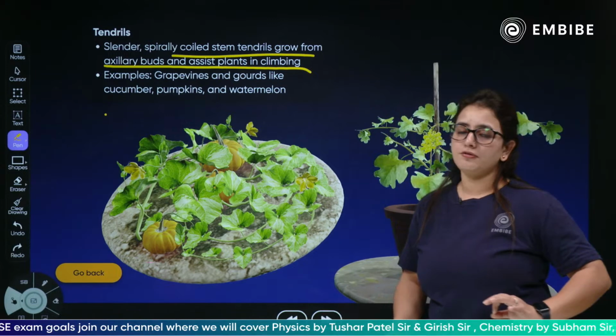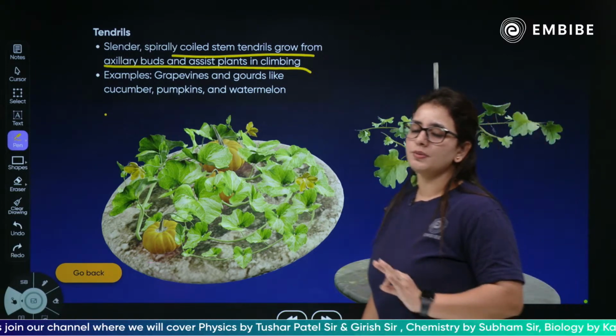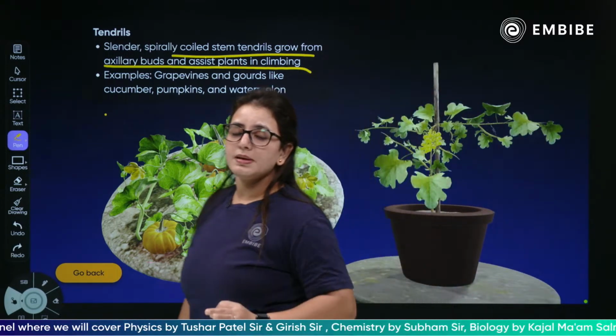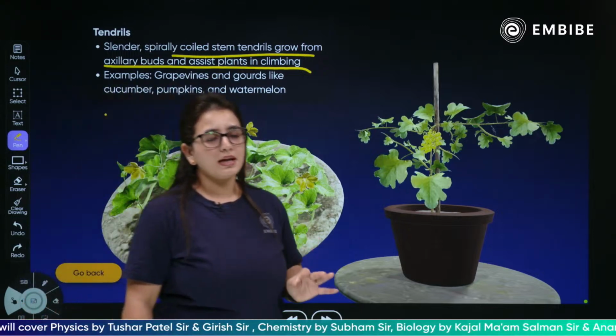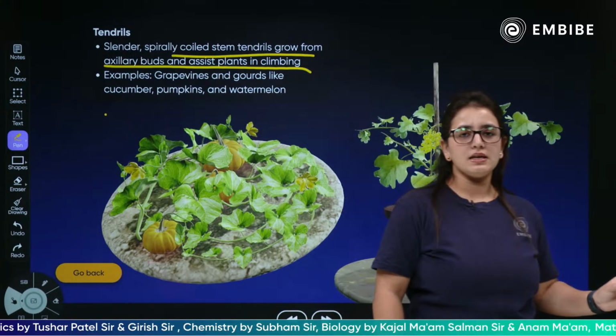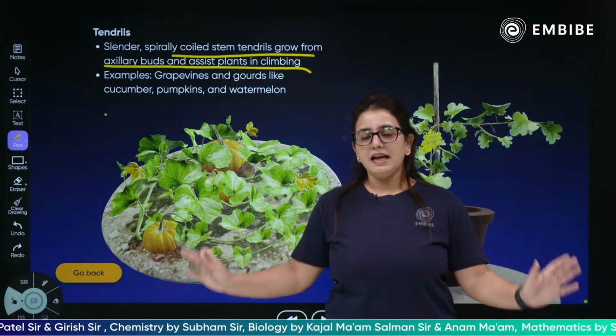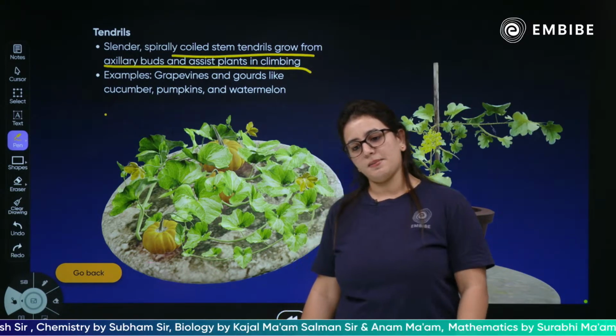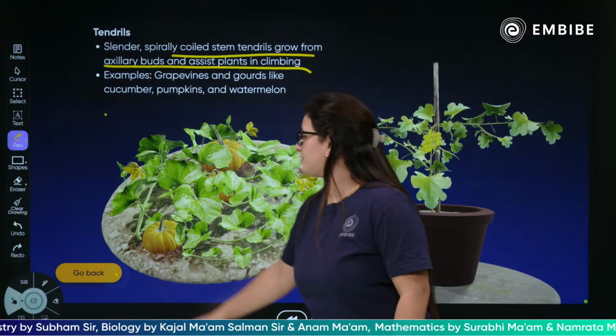These are modifications of the aerial stem only, which may become cylindrical and coil around and easily act as a support. This is about the aerial modification of the stem. As we go back, let's see what we have next.